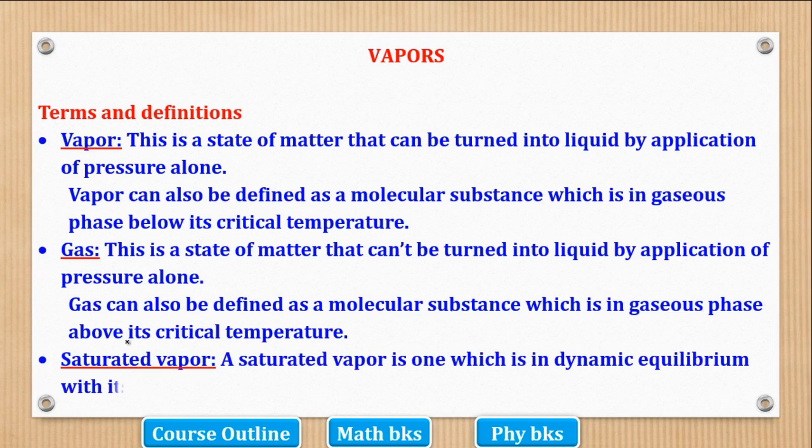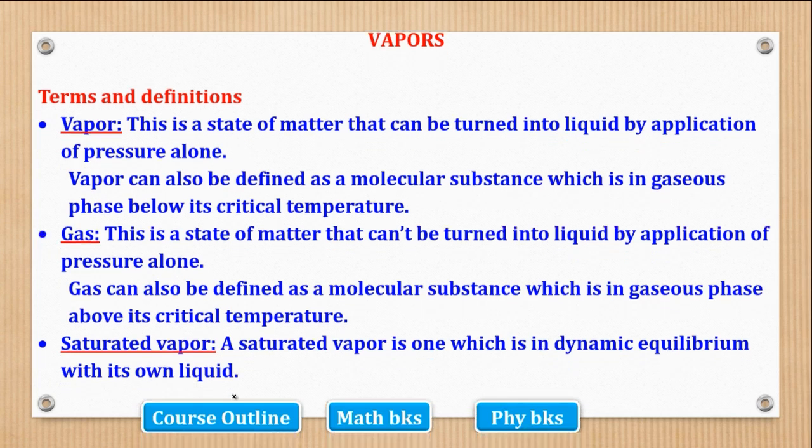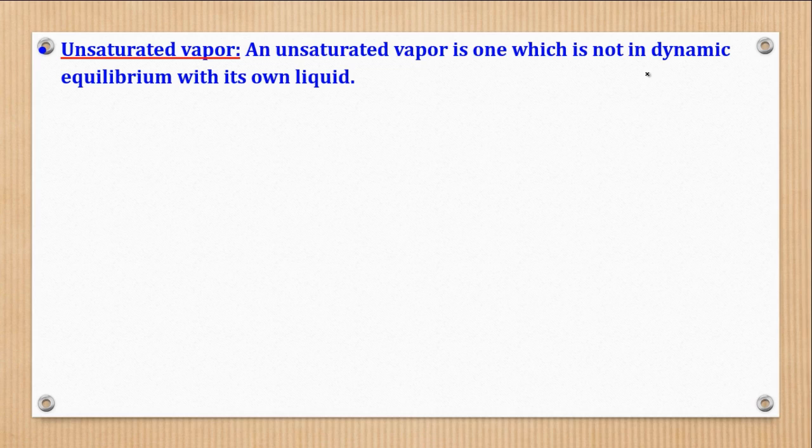What about saturated vapor? This word will be used more frequently in this video. A saturated vapor is one which is in dynamic equilibrium with its own liquid. What about an unsaturated vapor? It will be the opposite. The saturated vapor is in dynamic equilibrium, while unsaturated is not in dynamic equilibrium.